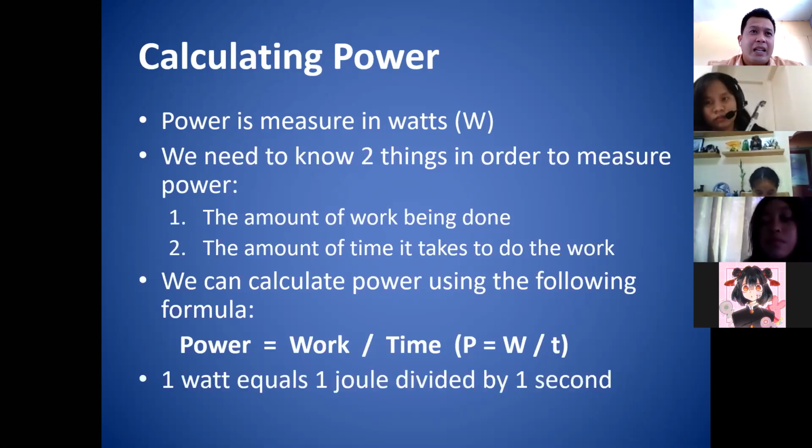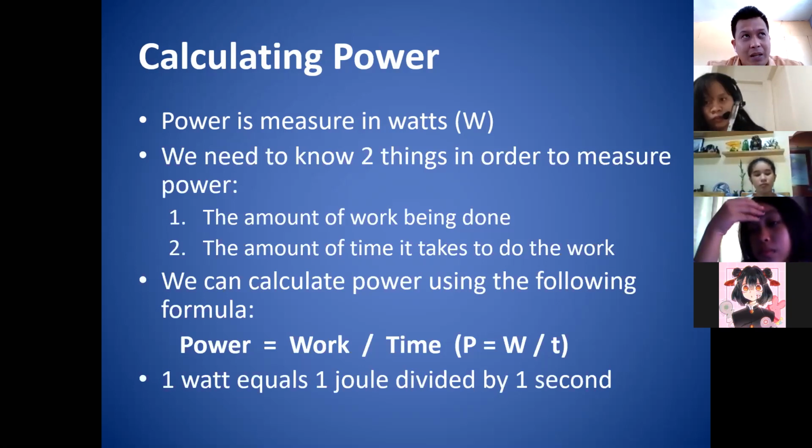This is the unit of watts. 1 joule per 1 second. A joule is 1 Newton multiplied by 1 meter. 1 watt is 1 joule per 1 second.